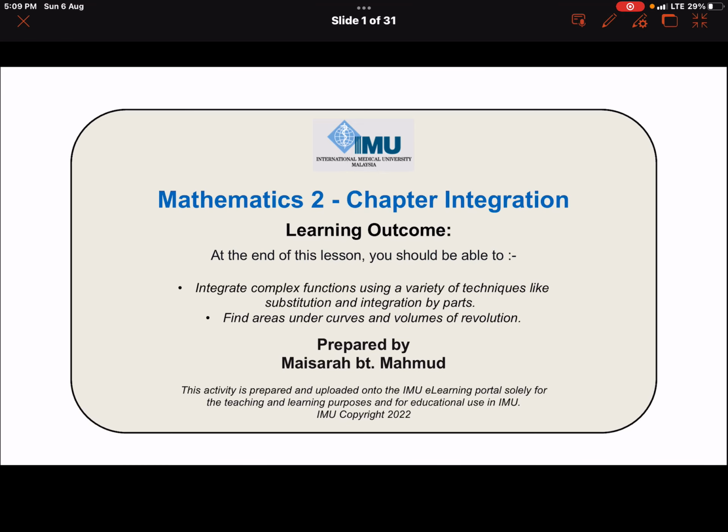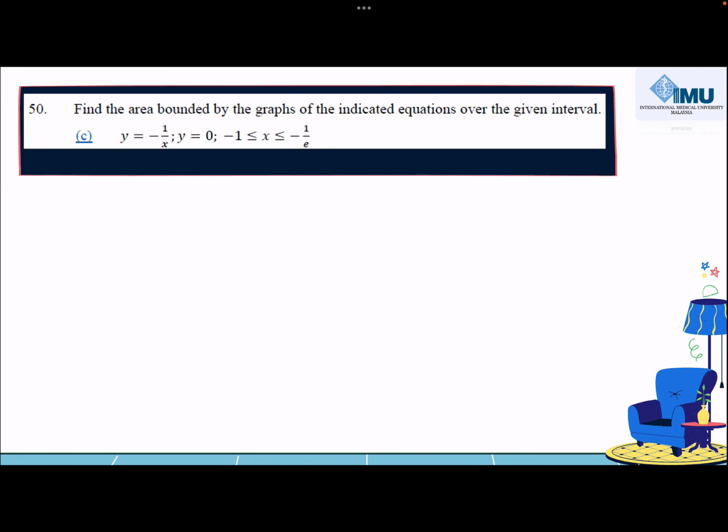Mathematics 2 Chapter Integration. Tutorial Question 50. Find the area bounded by the graph of the indicated equation over the given interval. Let's try to do C together. As usual, let's try to sketch the graph of y and see where your shaded region is.